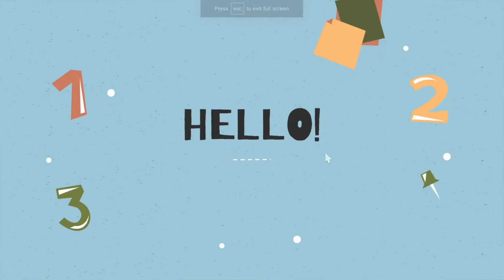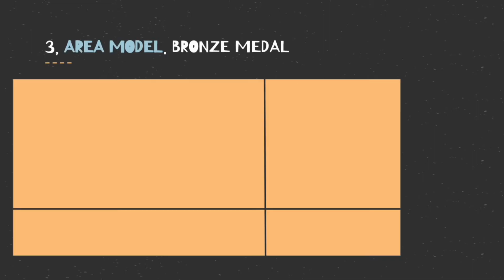Multiplication may not be the easiest thing to do, but learning different strategies to solve math problems may help you ease the burden. Here are 3 best ways to solve any multiplication problem.